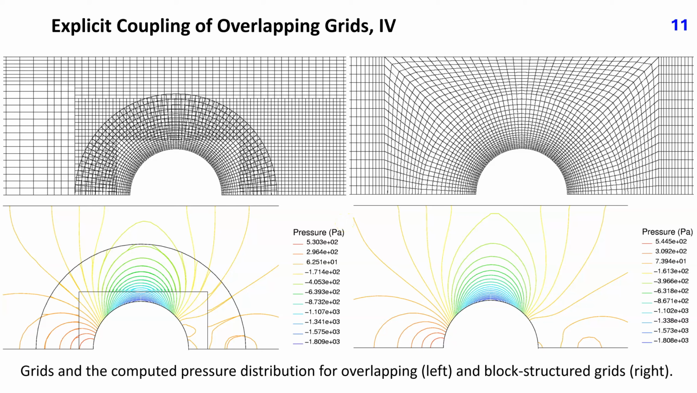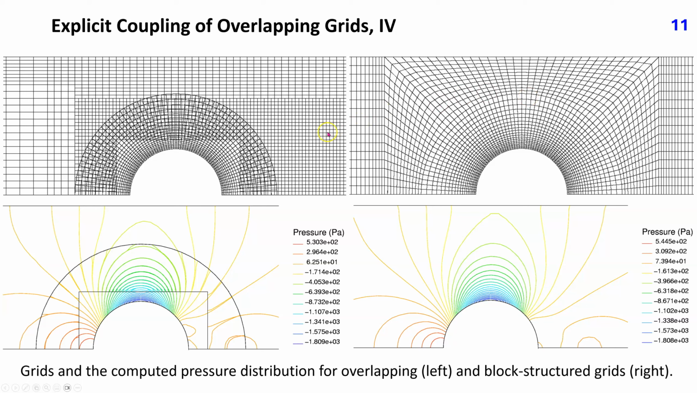The results from computation using overlapping grids are compared with results obtained using a block-structured grid with conformal interfaces. These two plots show the respective grids. Note that it is trivial to generate the background and the overlapping grid on the left, while it is more complicated to create a good quality block-structured grid shown in this plot.